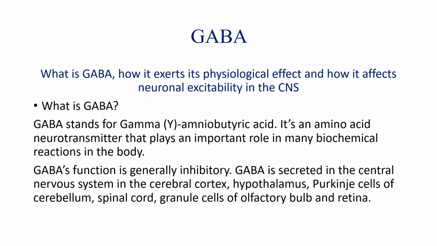GABA is secreted in the central nervous system in the cerebral cortex, hypothalamus, Purkinje cells of cerebellum, spinal cord, granule cells of olfactory bulb, and retina.